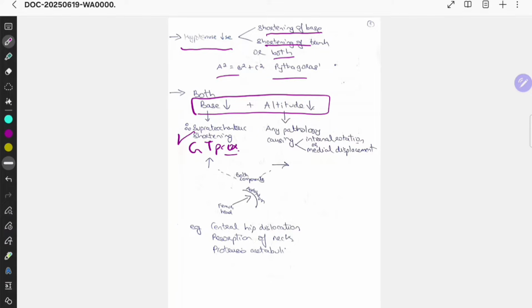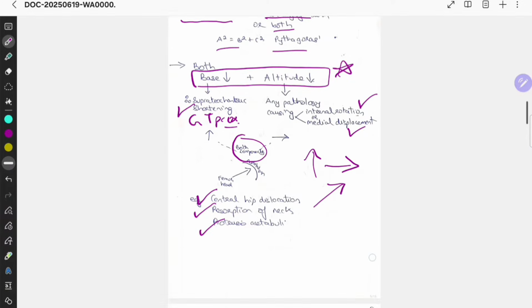And altitude is decreased, so it could be any pathology wherein there is internal rotation of the femur or medial displacement of GT. Okay, so both the components are there. So this is the proximal component, this is the medial component. So in all these pathologies, when the vector force is in an oblique direction towards the joint, in those conditions the base and altitude both will decrease. Okay, so what are the common conditions? Central hip dislocation, resorption of the neck, protrusio acetabuli, all these conditions, both base and altitude decrease.